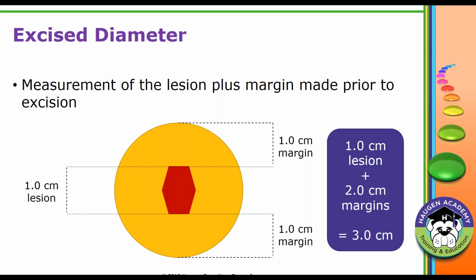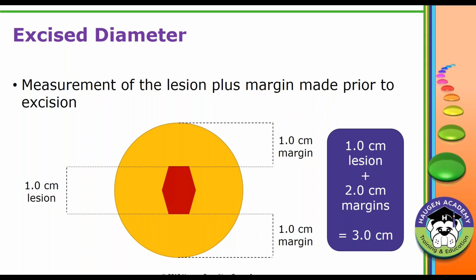So those are our two sets of excision codes, and I want to talk a little bit more about this excised diameter because sometimes it's not so straightforward. Like I said, the code selection is determined by measuring the greatest clinical diameter of the lesion plus the margin that's required for complete excision. So it's going to be lesion diameter plus the most narrow margins that are required, and that's going to be your excised diameter.